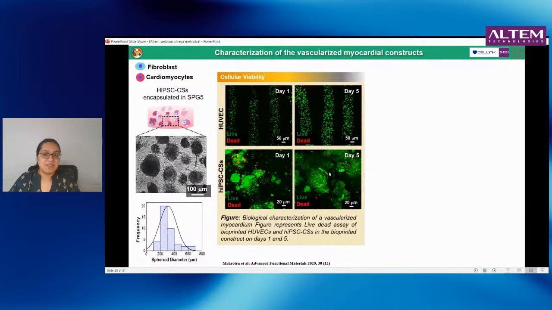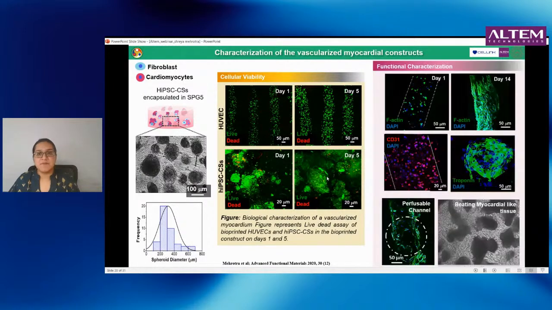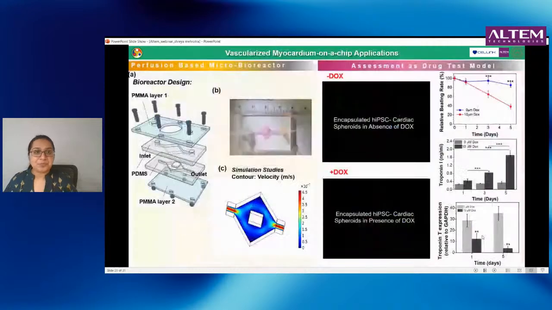So we also characterized them using live dead assays, and we found that the cells were viable. And then we characterized them using functional assays, and we found that there was expression of CD31 genes. They had formed channel-like structures, as you can see here, HUVEC, and the cardiac tissue was also mature, as seen by the troponin T. And we could see here the formation of a perfusible channel and a continuous and rhythmic beating heart tissue.